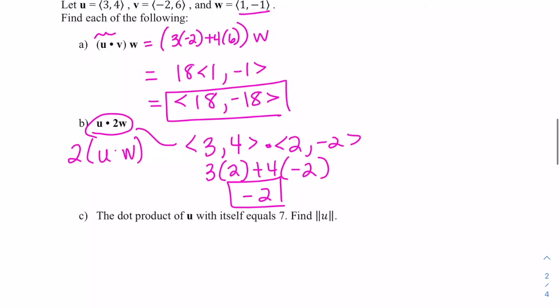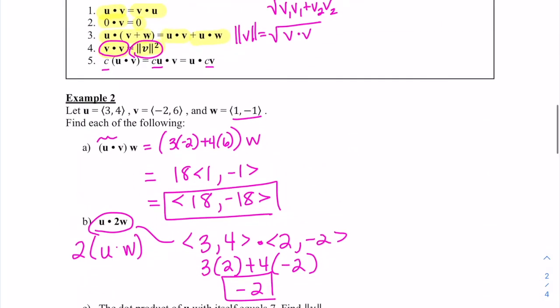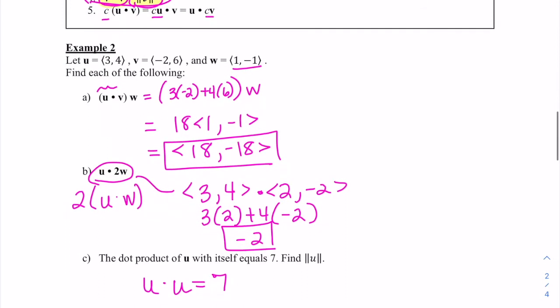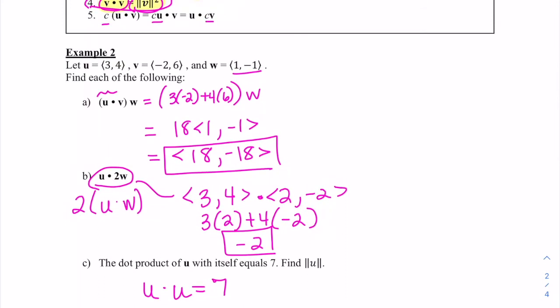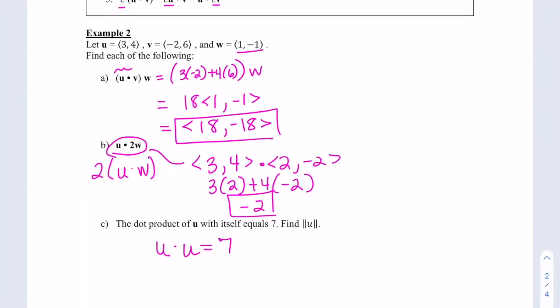All right, so looking at the dot product of u with itself equals 7. So we're saying u dot u equals 7. And remember, we talked about this right here in number 4, that if we take the dot product of a vector with itself, we're going to get the magnitude squared. So what's going to be the magnitude? Well, the magnitude will be the square root of that dot product of u and u. So the magnitude will just be the square root of 7.